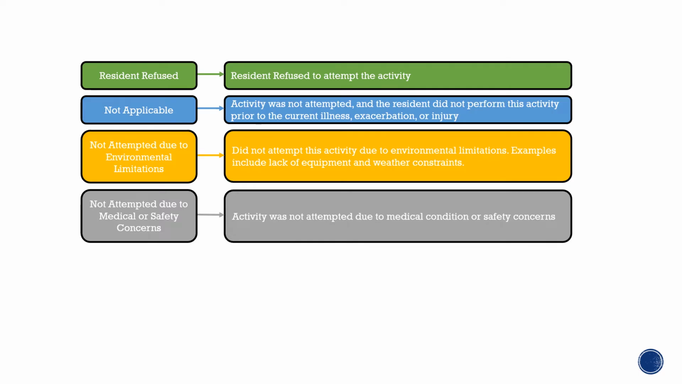By using these codes, we explain why an activity didn't happen better. It's like telling a clear story for each situation. And according to your organization, these may look a little different in your documentation, and you may not have all these choices. So be sure to check with your supervisor and see how your documentation will look.